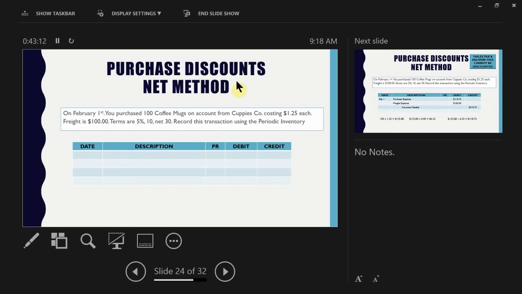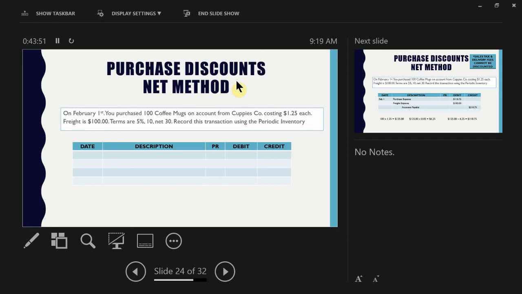So now how do I record this transaction using the periodic method? Okay, so again, net method means we're going to take the discount now. So how am I going to journalize this? Purchase expense. Okay. And what else? How did I pay for it?